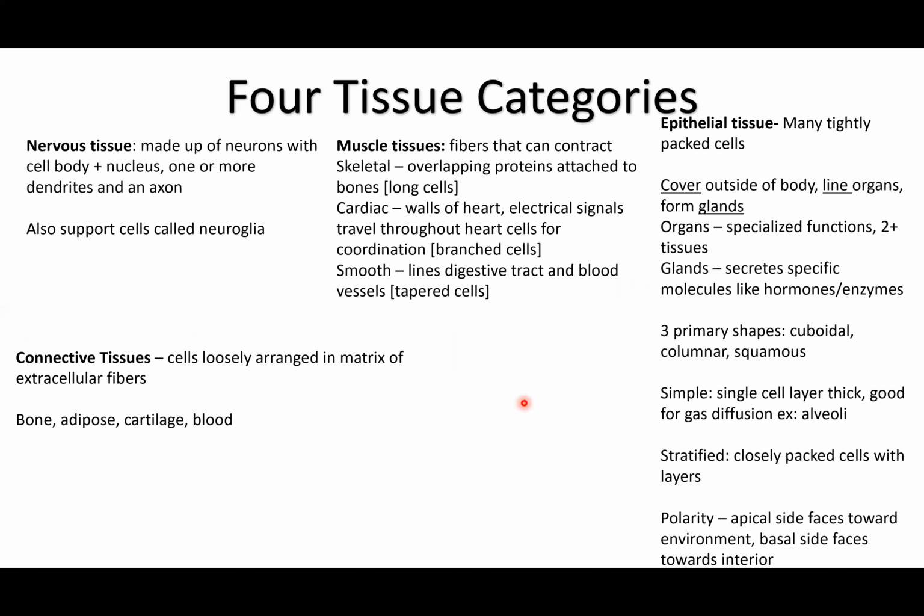And with that, we have 4 tissue categories that we talked about. The first is nervous tissue, which is comprised of neurons with a cell body and a nucleus, one or more branching out dendrites, and an axon. So nervous tissue transmits electrical signals, and it also includes support cells called neuroglia.